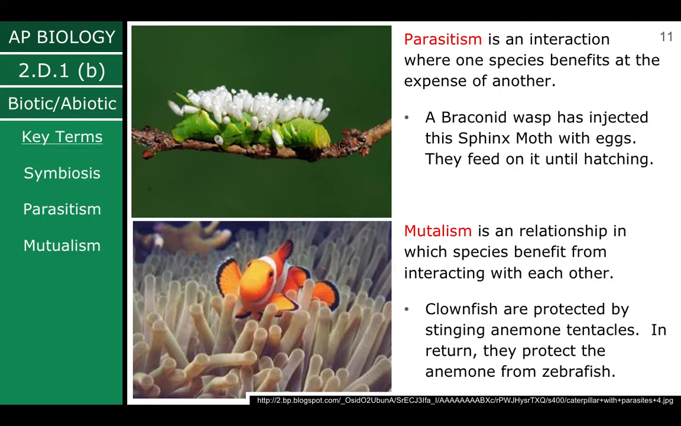eggs have food. Mutualism is a relationship in which species benefit from interacting with each other, so both of them benefit. Your example is that clownfish are protected by the stinging anemone tentacles, and in return, they protect the anemone from zebrafish. So both the clownfish and the anemone are benefiting by this relationship.